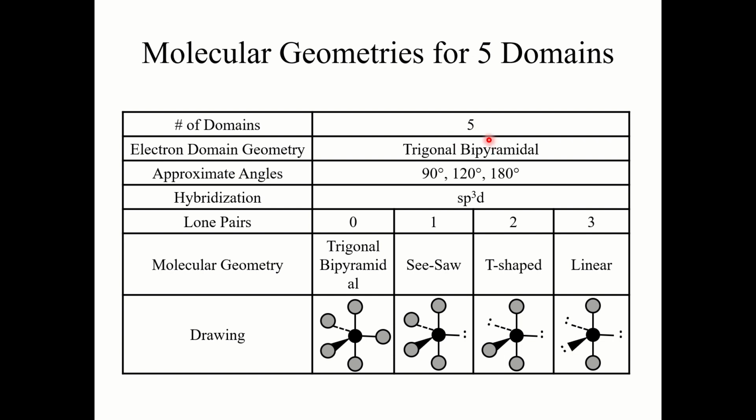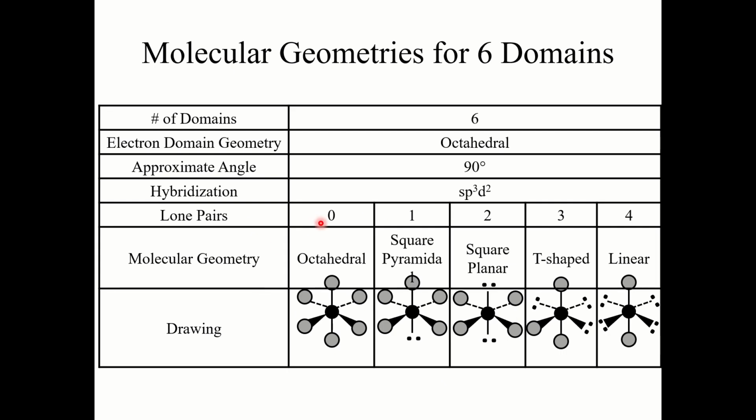All right, when we get to 5, our electron domain geometry is trigonal bipyramidal. So we have 4 different potential shapes: trigonal bipyramidal, seesaw, T-shaped, and linear. You should also notice here that the lone pairs always go on equatorial positions to maximize the distance between the lone pairs. Okay, and finally, we've got 6 domains, octahedral. The approximate bond angle is 90 degrees. We have 5 different shapes: octahedral, square pyramidal, square planar, T-shaped, and linear.